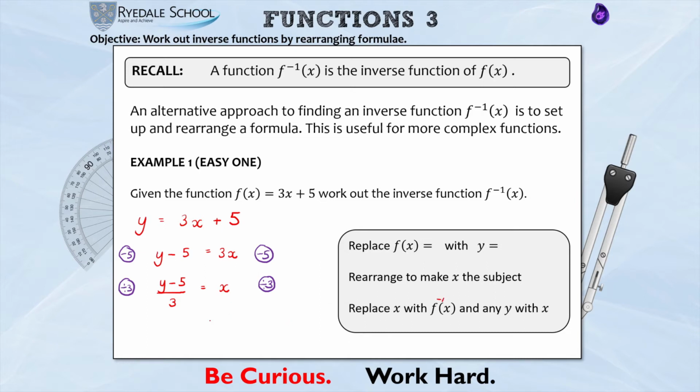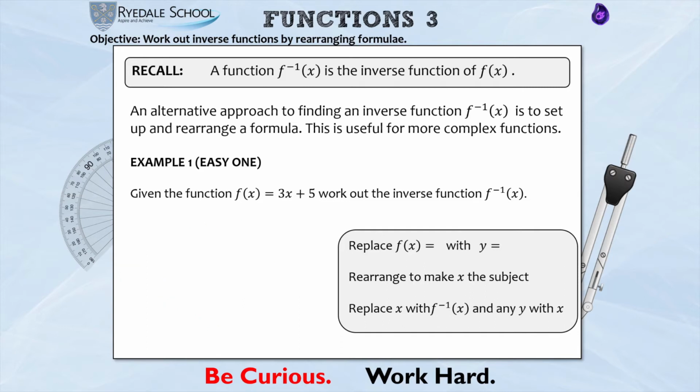Sorry, there's a little mistake there. I will fix that. So this is now going to be my inverse function. And what I have to do on this side is swap any of my y's with an x. So my inverse function is now x take away 5 divided by 3.